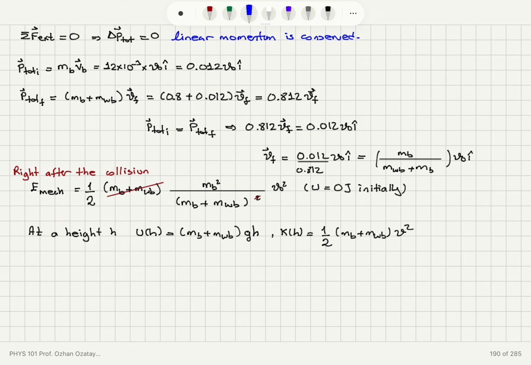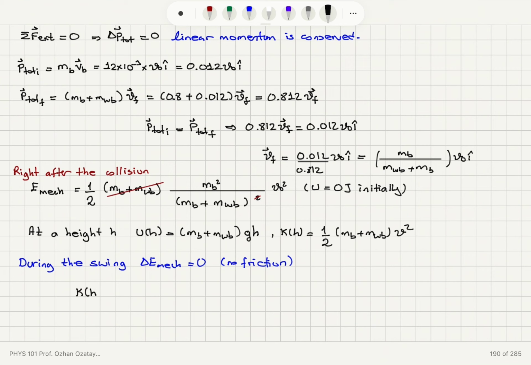So during the swing, delta E mechanical is 0. We don't have any friction. So mechanical energy will be conserved.